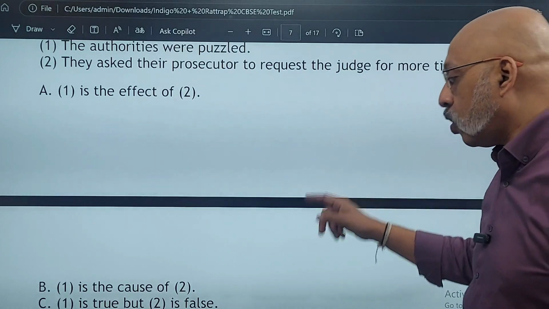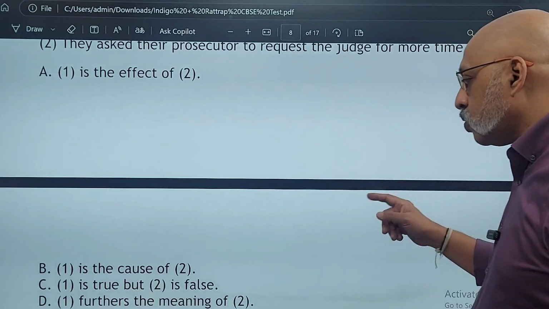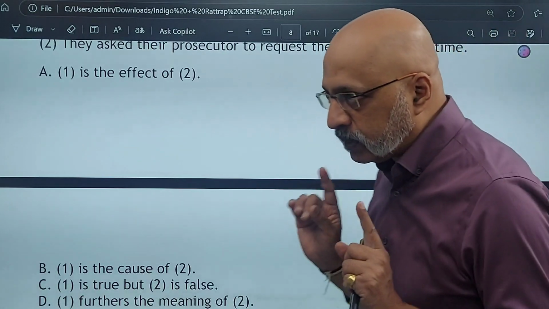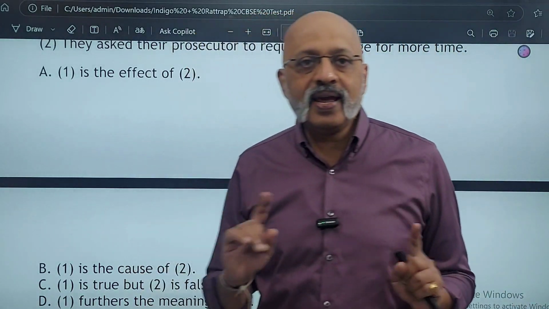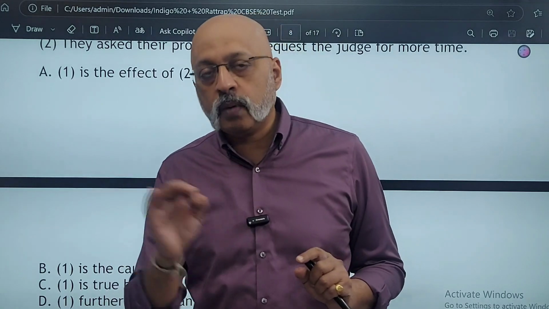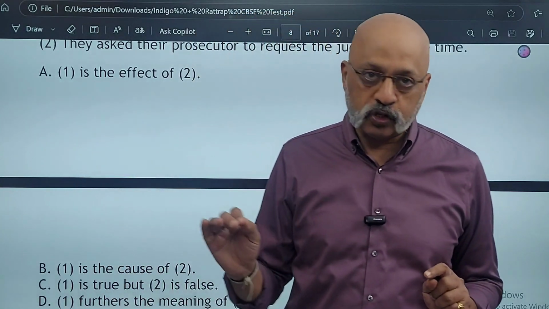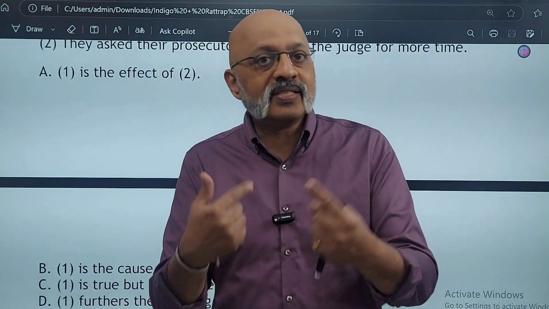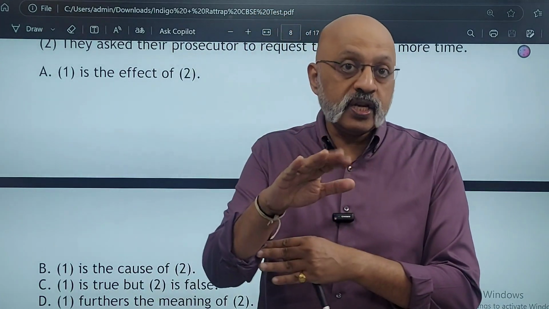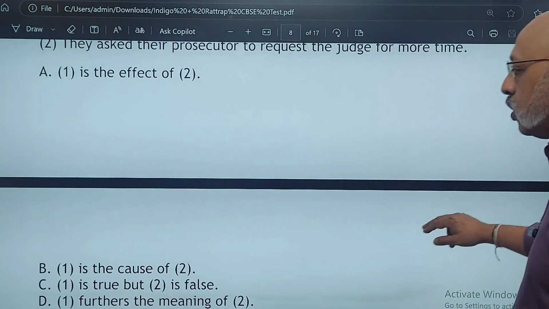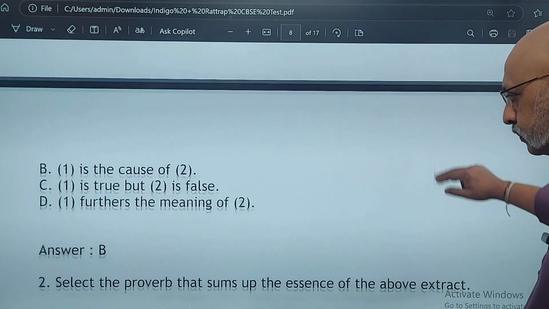Is it 1 is a cause of 2? 1 is true, but 2 is false. 1 furthers the meaning of 2. So the thing that I would say is that in any assertion reasoning kind of questions, first thing you need to see is whether both statements are true or false, or whether 1 is true and 1 is false. See that, then see if there is a connection, or if one follows the other, that 1 is the cause of the other. In this case, 1 is the cause of 2.